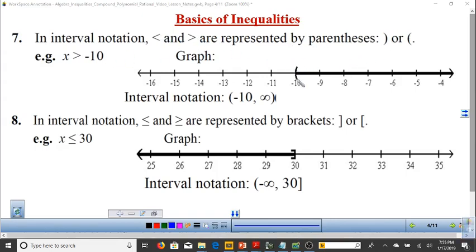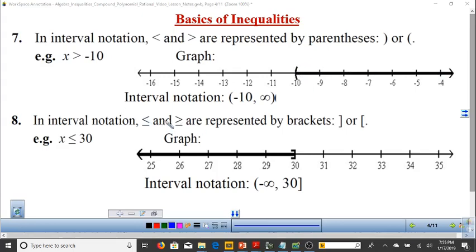So if you see a parenthesis, it means that that number is a boundary, but it's not included in the set of values that are considered. So when we say x is greater than negative 10, that means we are looking at x values to the right of negative 10, but not including negative 10. So we'll shade all the numbers to the right of negative 10, but we'll put a parenthesis at negative 10, opening in the direction that we shade because negative 10 is not included.